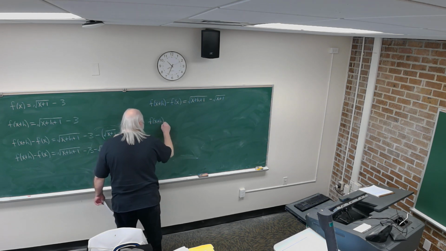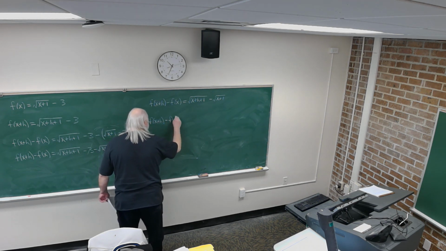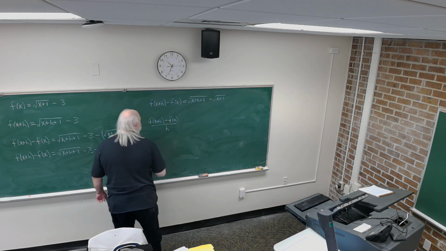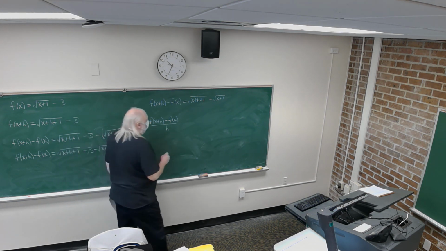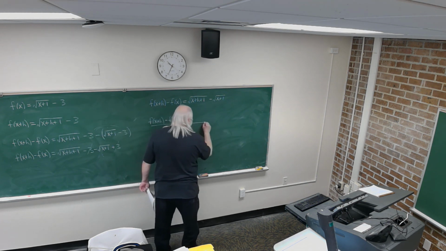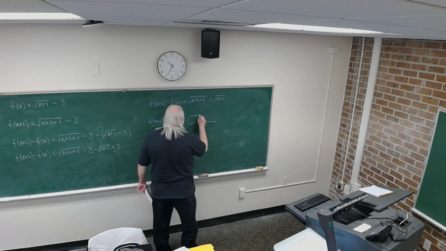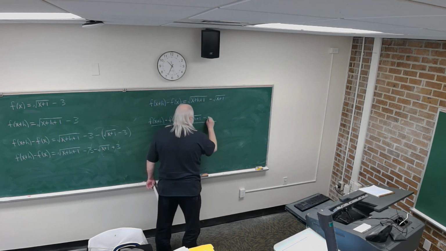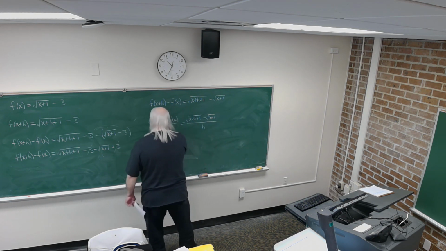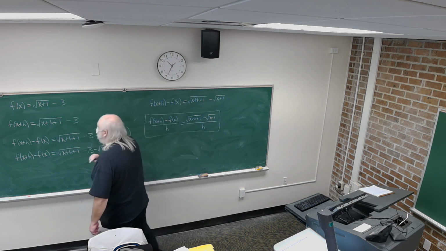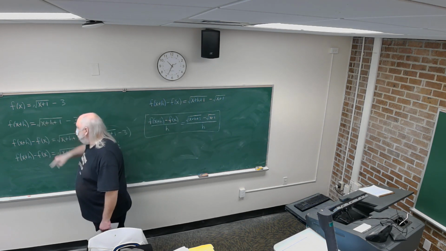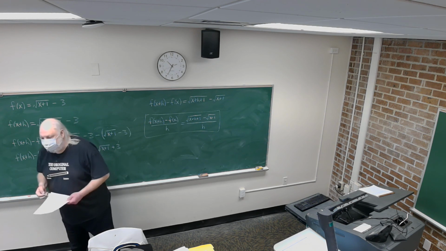And now to get the difference quotient, we divide that by h. So when we divide the right-hand side by h, we have the square root of x plus h plus 1 minus the square root of x plus 1, over h. That's the difference quotient for this function, f of x equals the square root of x plus 1 minus 3.